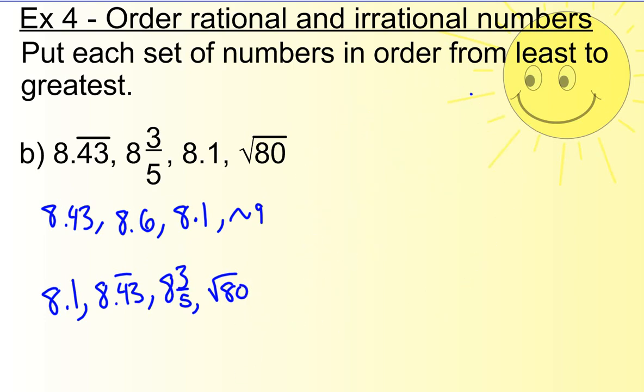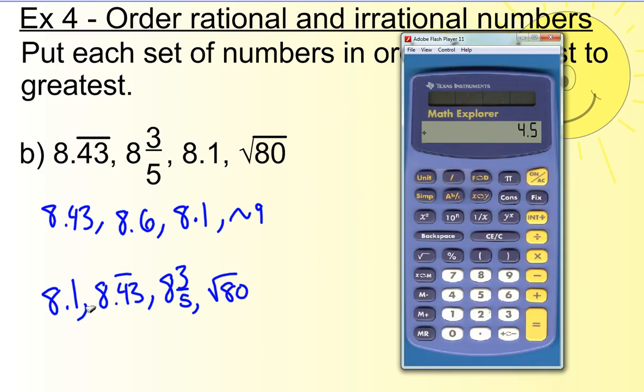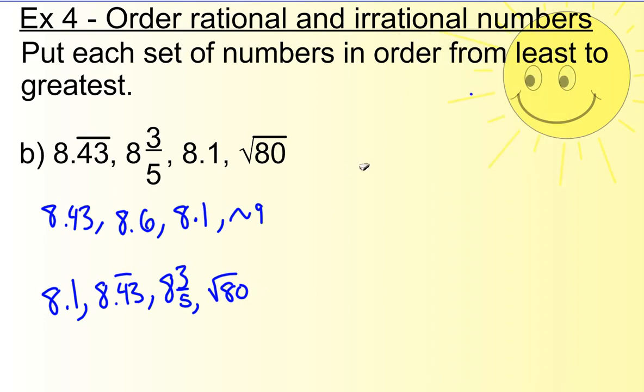Now, if I use my calculator to double check, the only one I really have to check for myself would be this square root of 80. All the other ones I know because we did it by hand. So square root of 80 is 8.9. Yeah, 8.9 is going to be bigger than 8.1 and 8.6 and 8.4. So no problems there. We are able to do it just fine without a calculator.